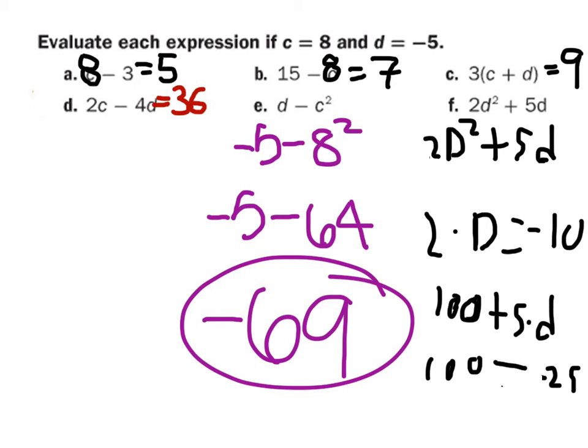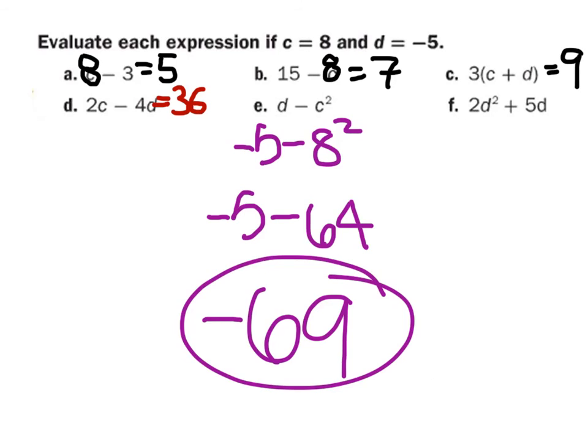So 100 minus 25 equals 75. All right, excellent work. This is very good. Okay. Yes, this is correct. You do have to do the exponents first, okay? So, Caden will go ahead and show us what he did.